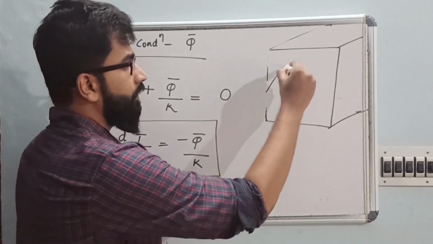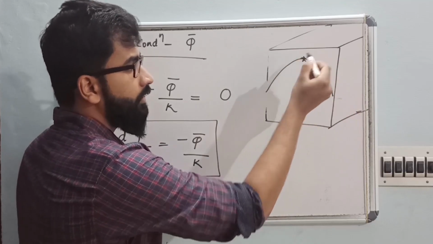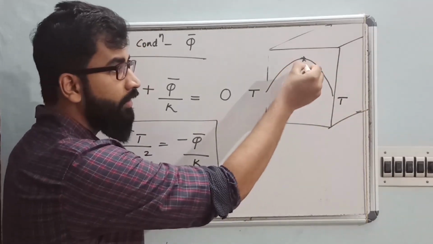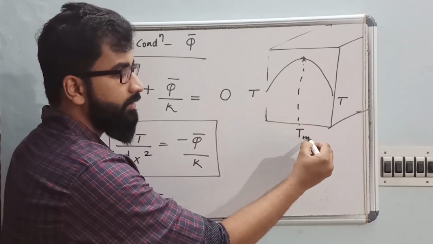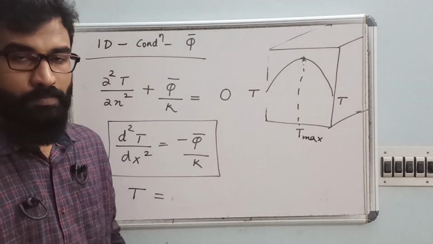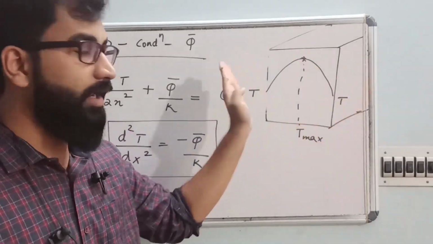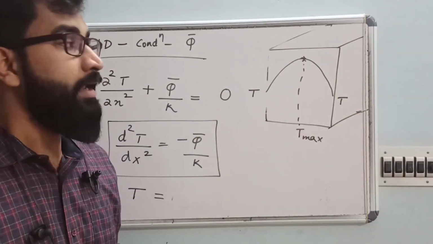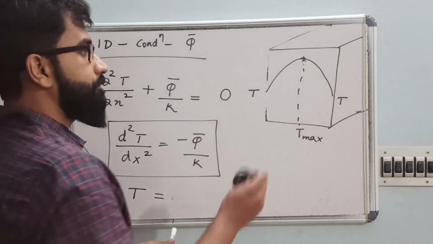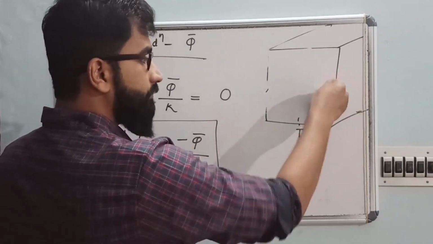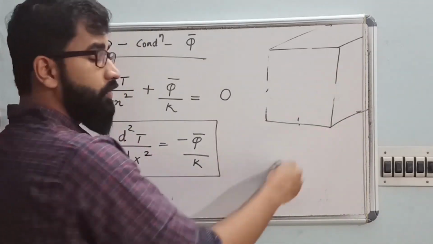So for example, this will be your diagram. If you have the same temperature on both sides of the wall, your maximum temperature will come at the center. Clear? If you have different temperatures, your maximum temperature will shift to either side. Clear? Next, sometimes they will ask you to find the maximum temperature point. That also you can do.